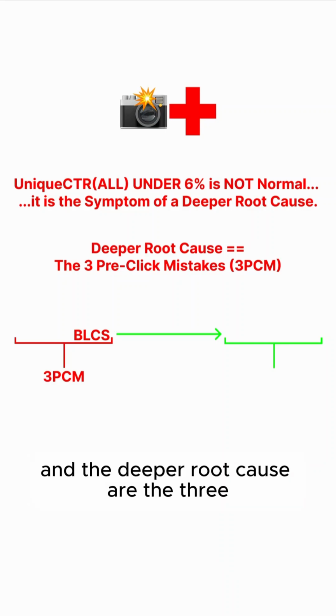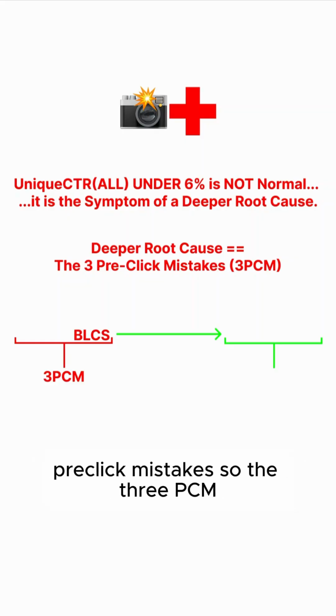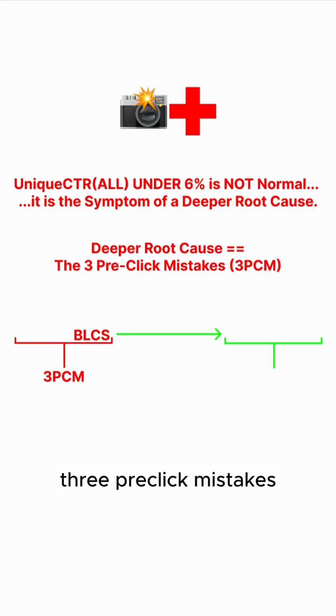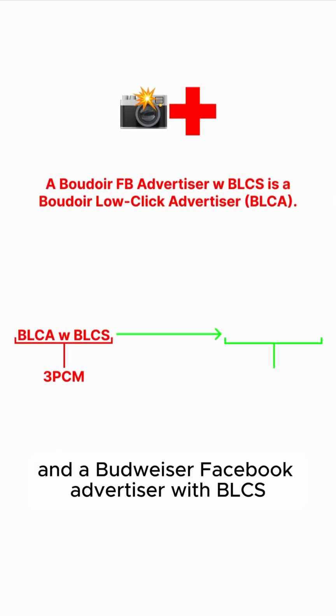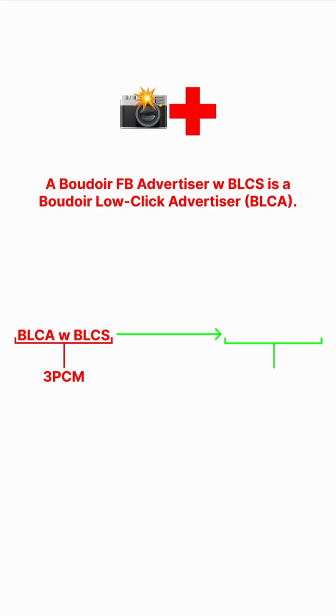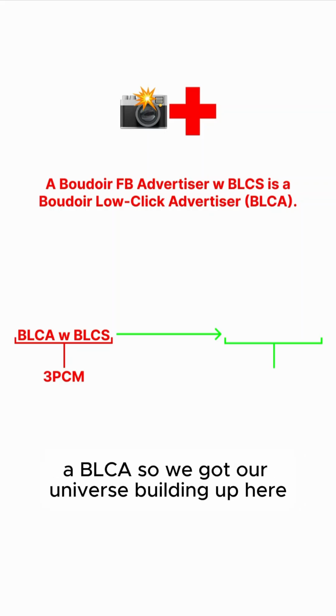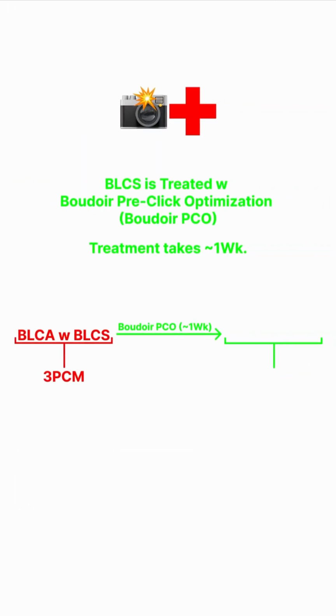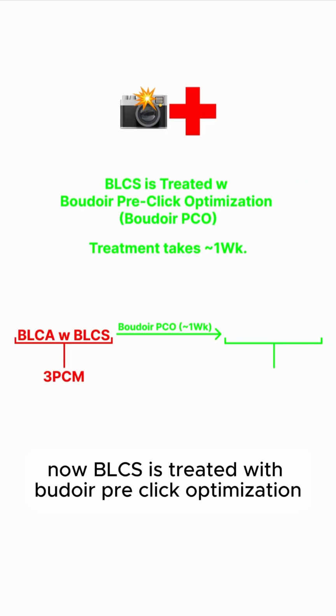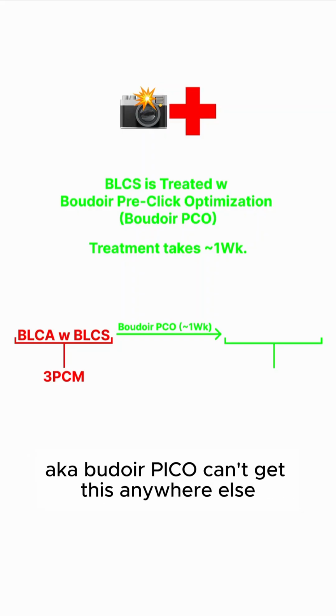And that deeper root cause are the 3 pre-click mistakes. So the 3 PCM, 3 pre-click mistakes are the root cause of Boudoir low click syndrome. And a Boudoir Facebook advertiser with BLCS is a Boudoir low click advertiser, a BLCA. So we got our universe building up here. BLCA with BLCS is caused by the 3 pre-click mistakes. And now BLCS is treated with Boudoir pre-click optimization, aka Boudoir Pico.